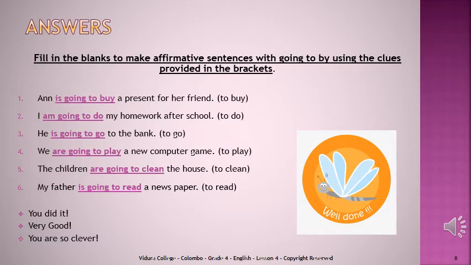Okay children, shall we check the answers? First one, Anne is going to buy a present for her friend. Second one, I am going to do my homework after school. Third one, he is going to go to the bank. Fourth one, we are going to play a new computer game. Fifth one, the children are going to clean the house. Sixth one, my father is going to read a newspaper.